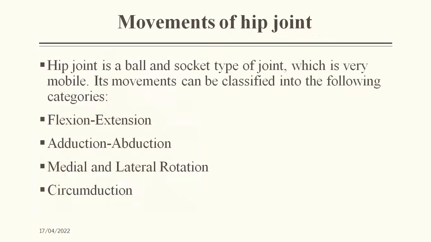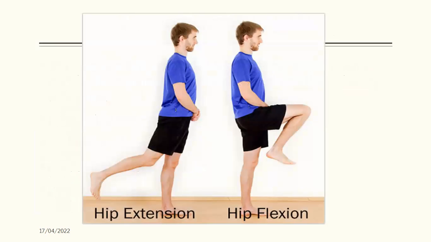So basically, we have seen the muscles of the hip joint, which cause the movements of flexion, extension, abduction, adduction, medial rotation and lateral rotation, and together all the movements are called circumduction of the hip joint. This image shows hip extension in standing with the knee extended, and this is hip flexion with the knee flexed.